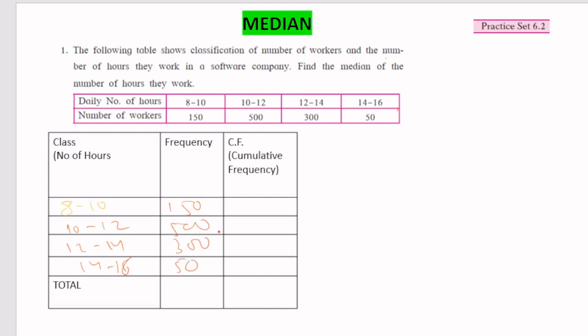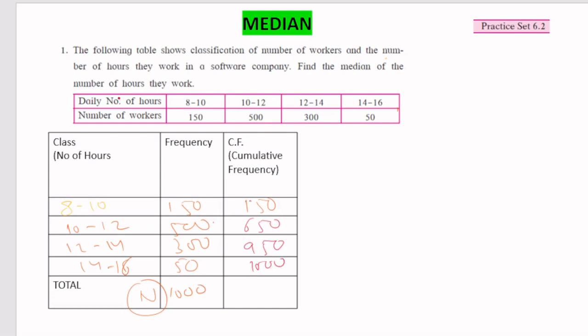You need to add this frequency. So if you add this 5 and 3, 1, total it will be 1000, right? And this will become your n. In the formula we have n. Now the cumulative frequency. So 150 first you have to write as it is. The moment you write as it is, next number will be added. So 500 plus 150, 650, 650 plus 300, 950, and this will be your 1000. So this will become a cumulative frequency table.